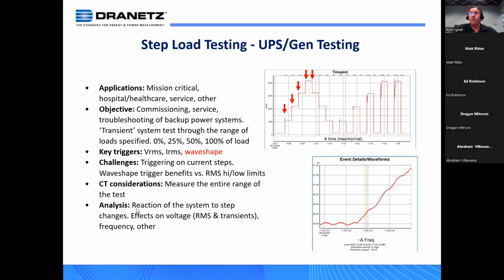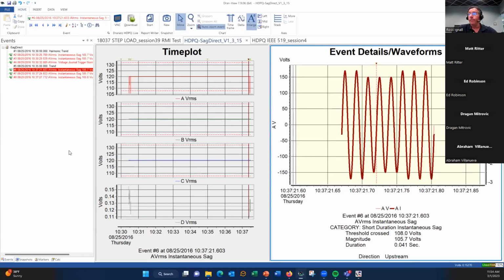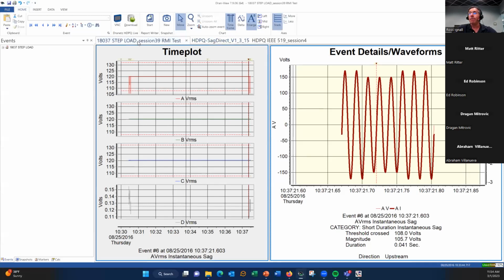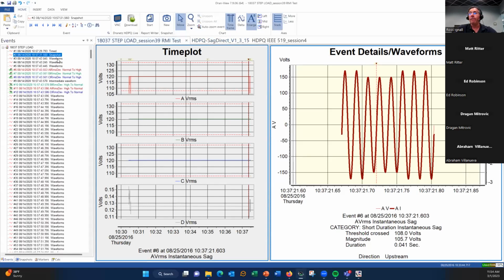So what's the analysis here? Well, the testers, the troubleshooters, the commissioners, whatever they're doing, are looking for the reaction of the system to the step load changes, and what's the effect on voltage, the RMS, the transients, frequency and other. So you're looking for the step in current. What did the voltage do? What did the frequency do? Which is easily seen if I switch back over to Dran-View, and I'm going to switch over to my step load testing window that I have.